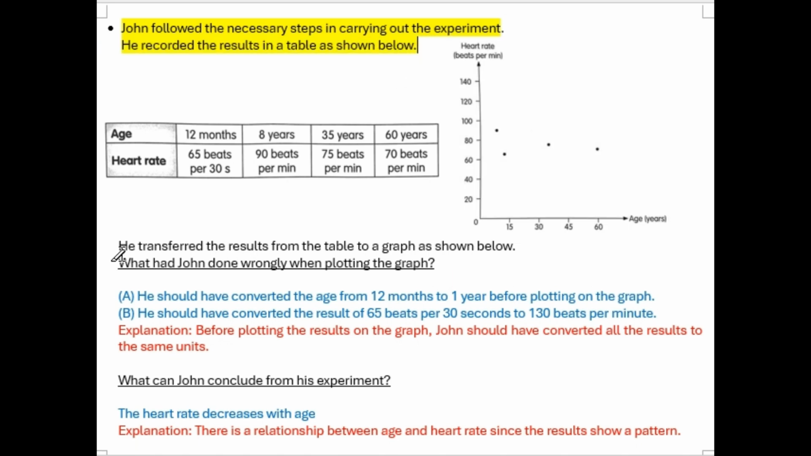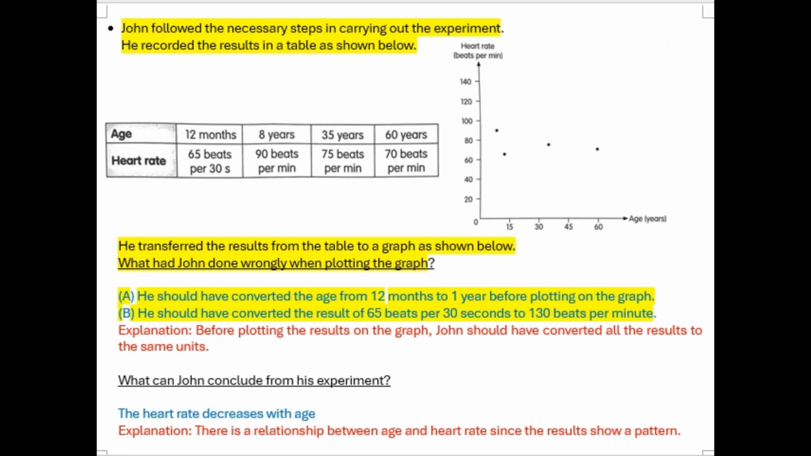He transferred the results from the table to a graph as shown below. What had John done wrongly when plotting the graph? He should have converted the age from 12 months to 1 year before plotting on the graph. B. He should have converted the result of 65 beats per 30 seconds to 130 beats per minute.